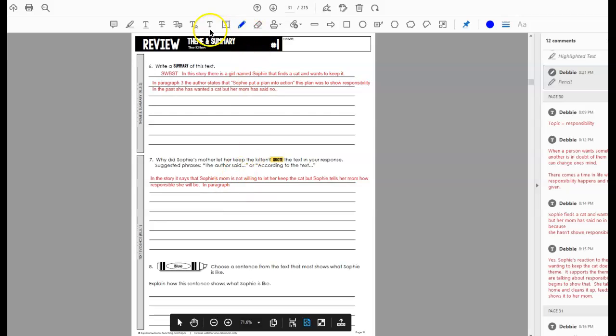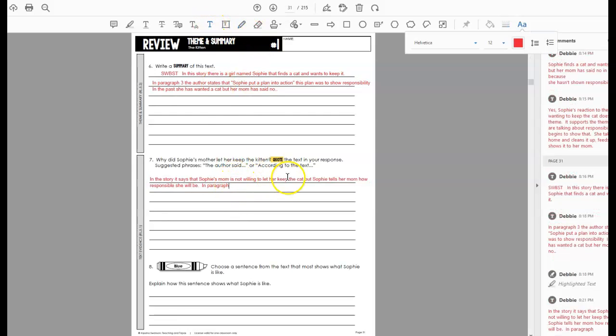Okay. Get my text back. In paragraph 9, Sophie says, comma, quotation marks, I brought him home, gave him a bath, dried him, and fed him tuna, period, end quote. This shows that Sophie has gained responsibility.